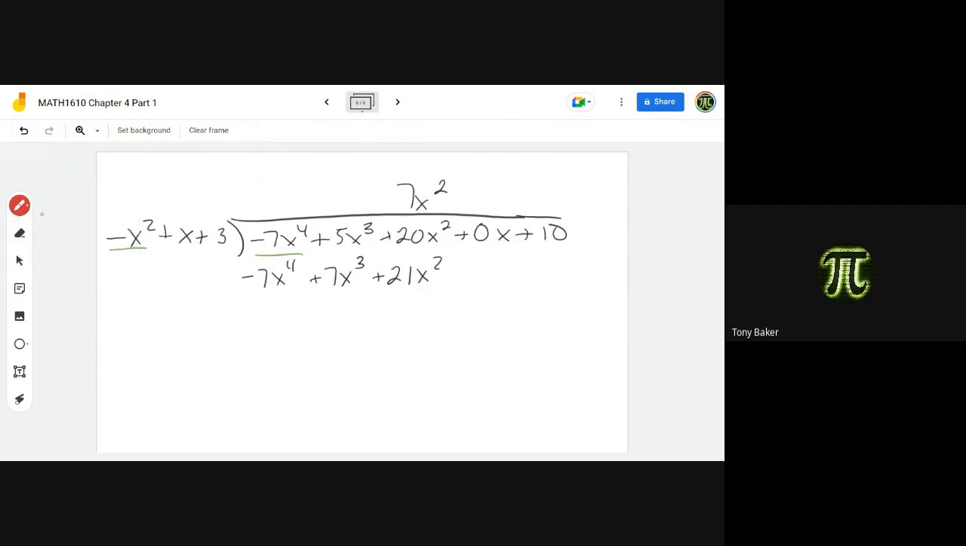All right, so now we're going to change my signs. So plus, minus, minus. Negative 7x to the fourth plus 7x to the fourth cancels each other out. 5x to the third minus 7x to the third is negative 2x to the third. And then 20x squared minus 21x squared is negative x squared plus 0x plus 10.